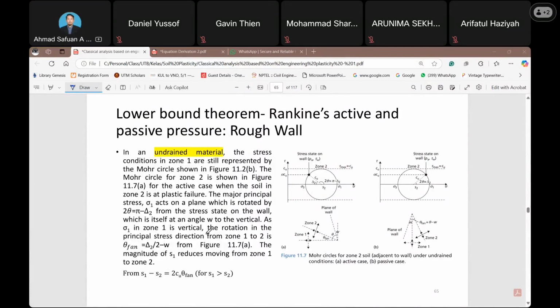Okay, so we continue. So now we look at how we can get the value for the active and passive pressure, based on the first derivations of the theta fan.